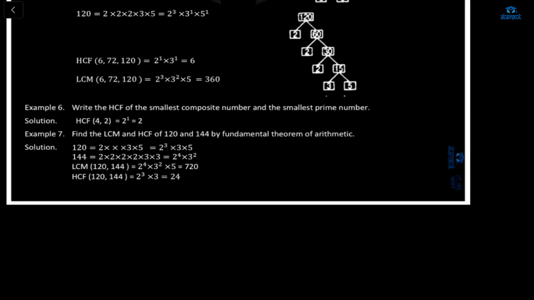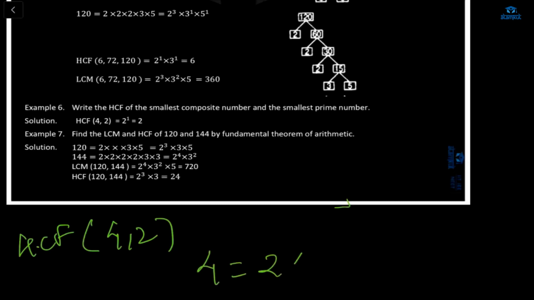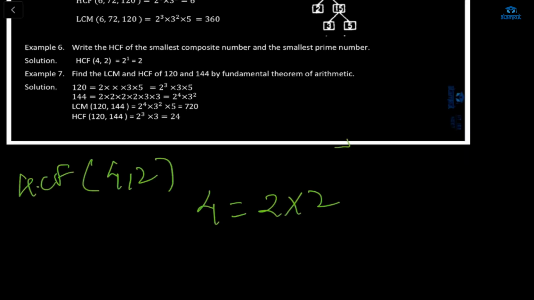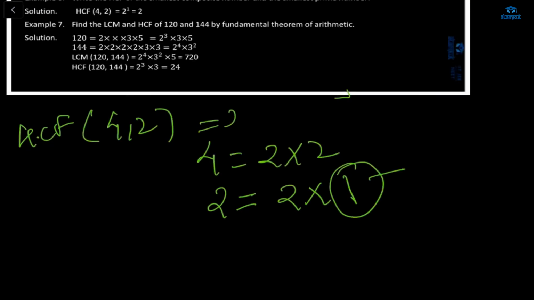If you find out the HCF of 4 and 2, the prime factors of 4 are 2 into 2, and 2 is 2 into 1, from which 1 you cannot consider because it is not a prime number. So you're remaining with 2 to the power 1. So 2 to the power 1 is the HCF of 4 and 2.